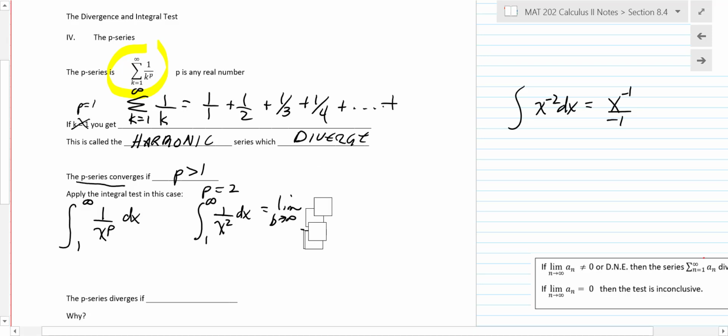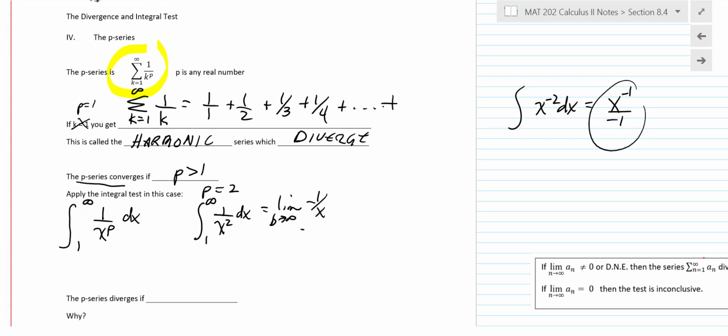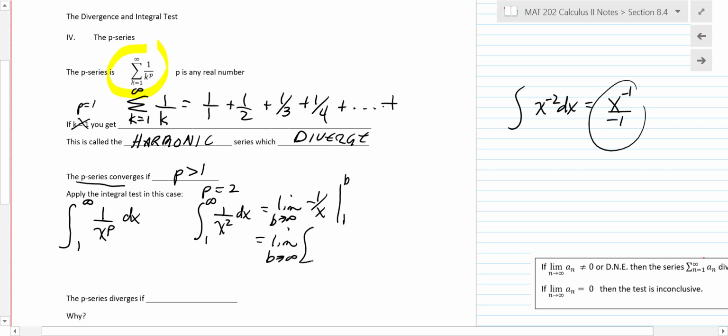I already did the integral, so I need to be doing the limit of this thing, which would be negative 1 over x. I just want to do this on a couple of cases to give you the idea of what I'm trying to show you. If you evaluated that improper integral from 1 to b, that would give you the limit as b goes to infinity of negative 1 over b minus negative 1 over 1.